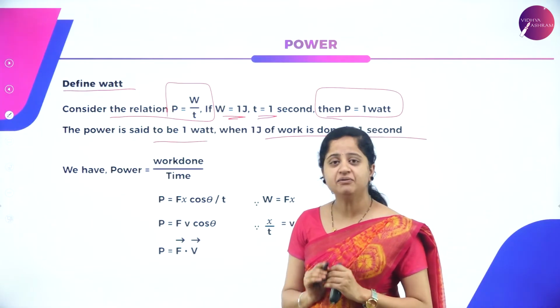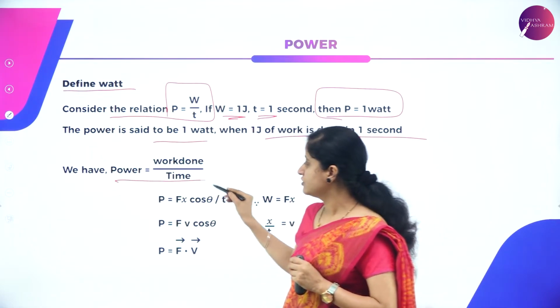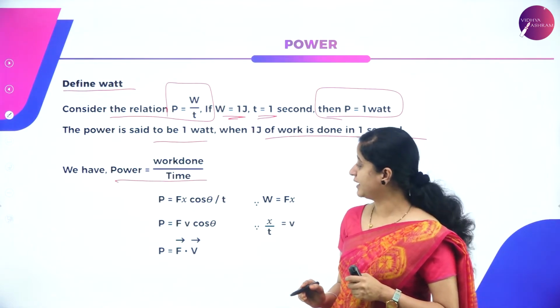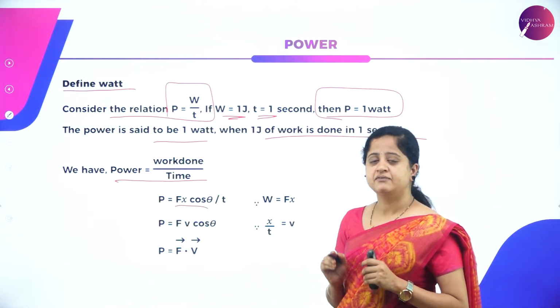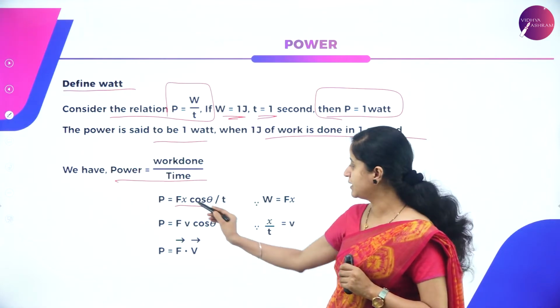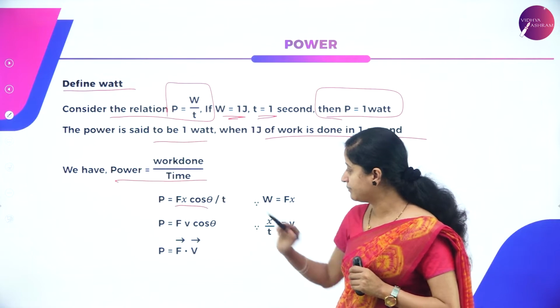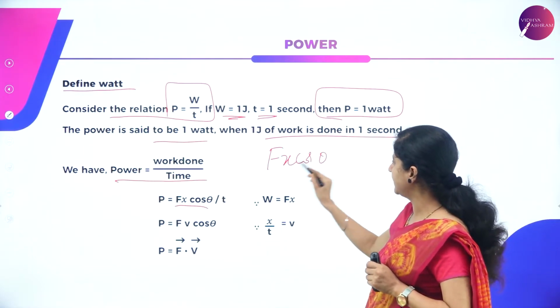So we can even prove this as a dot product of force and velocity. How? Power is equal to work done divided by time. We know work done is nothing but F x cos theta. Since we have considered the dot product between two vectors, that is force and displacement, we get F x cos theta divided by time.